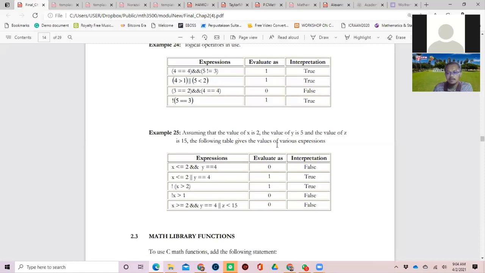Y, what is Y here? 5. 5 equal to 4? No. No is 0 here. Z, what is Z? 15. 15 less than 15? No. No is 0. Okay, now we have the values: 1, 0, 0. Which one do we do first, O or N?